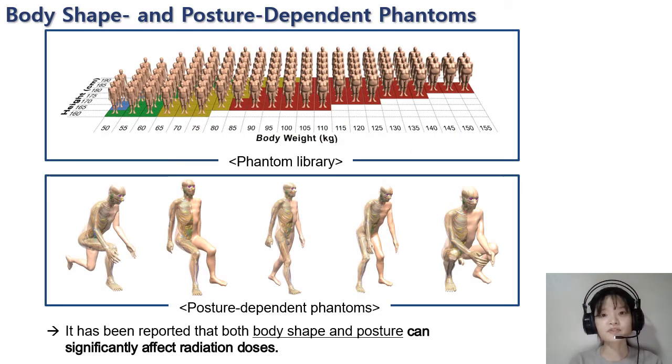The first step of phantom individualization was to construct phantoms in various body shapes and postures and investigate their dosimetric impact. Many research teams, including us, have revealed that different body shapes or postures can actually significantly affect radiation doses. So now, as we know that body shape or posture can matter, the next step would be individualizing phantoms with a certain body shape and posture.